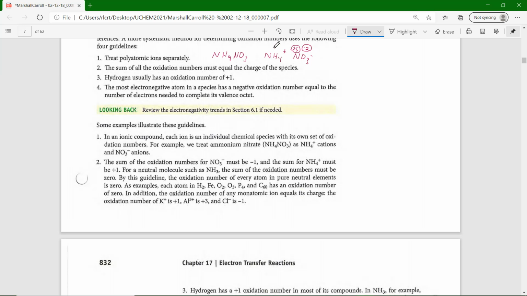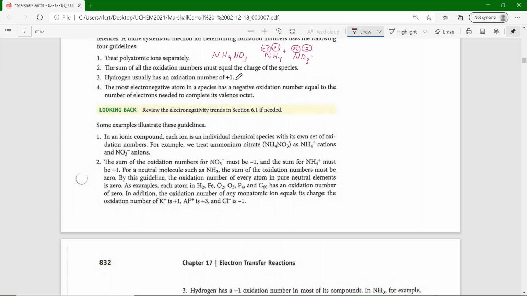And hydrogen with nonmetals is +1. And so the nitrogen here has to be -3. So that gives you +1 for the ammonium and -1 for the nitrate, and it all works well. And so you see that the nitrogen associated with the ammonium has an oxidation number, this fictitious bookkeeping system number, of -3, and the nitrogen of the nitrate is +5. The sum of all oxidation numbers equals the charge of the species. Okay, that one we've seen before.